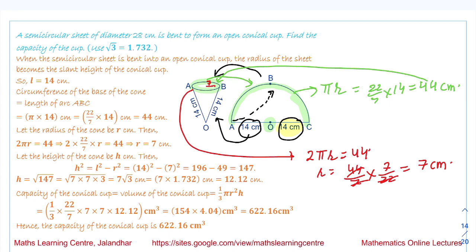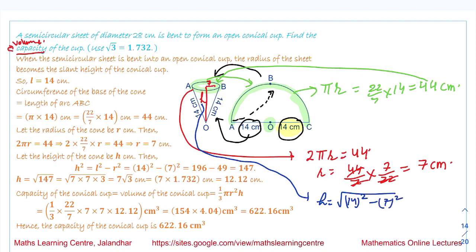Now let the height of the cone be h. Why? We have to calculate the capacity of the cone. Capacity means we have to calculate the volume. So the value of h we have to calculate. The value of h will be square root of 14 square minus 7 square. That is square root of 196 minus 49, which is square root of 147, and that is 7 root 3.